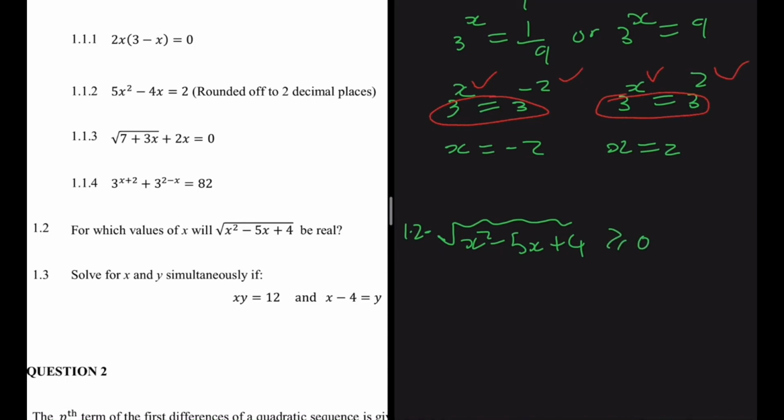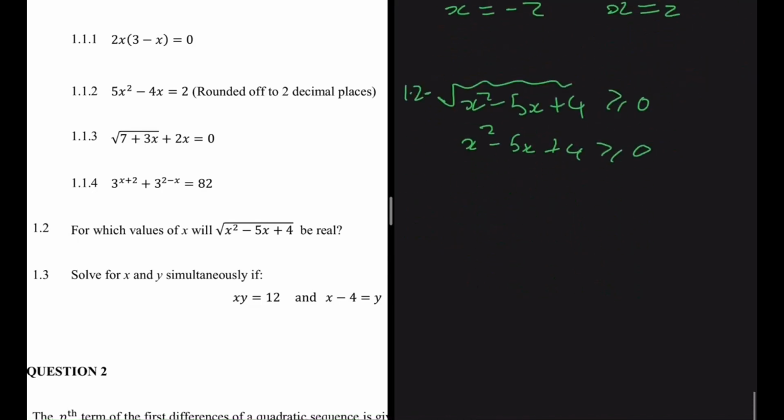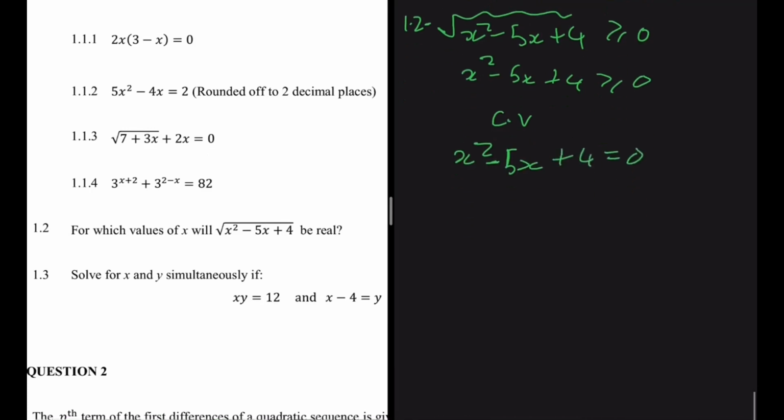So it should be obvious now how we should move. We're squaring both sides, so we get x squared minus 5x plus 4 being greater than or equal to 0, right? So now let's find our critical values. We're going to equate to 0 so that we can find our critical values. So we're going to get x squared minus 5x plus 4 being equal to 0. So we're essentially factorizing here. We get x, and this is equal to 0.